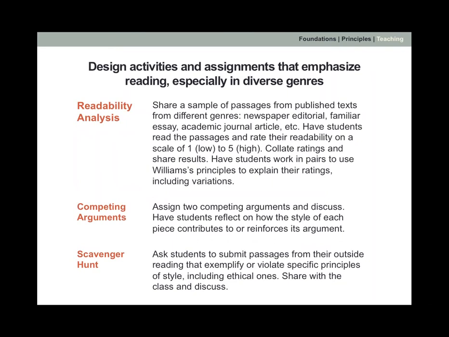Give students some texts in some different genres, a newspaper editorial, an academic journal, etc. Have students rate how readable they find these texts, then use Williams' principles to explain the ratings that they've just given, including variations. Another exercise is to use Williams' principles to analyze competing arguments, to show how arguments happen not only at the level of content, but at the level of style, and to do scavenger hunts.